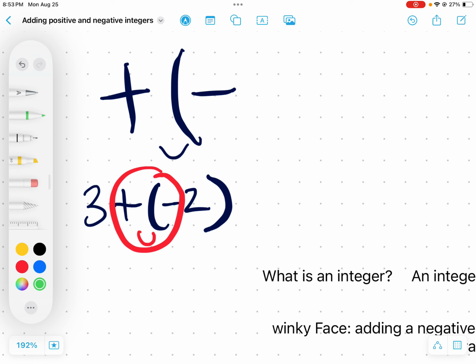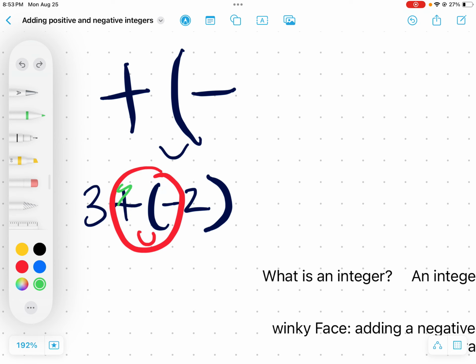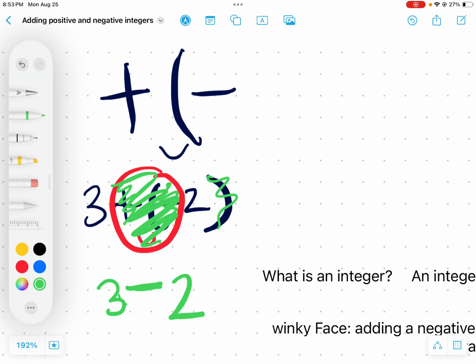And we want to completely get rid of him. He goes bye-bye, and that makes him very sad. He does not like going bye-bye. And so he would change to a subtraction sign. If you see, I'm completely getting rid of both eyes and the nose. Those parentheses and those positive and negative signs go away, and the whole thing becomes a subtraction sign, so that makes him very sad. So what you're really just doing with this problem is 3 subtract 2, which is 1.